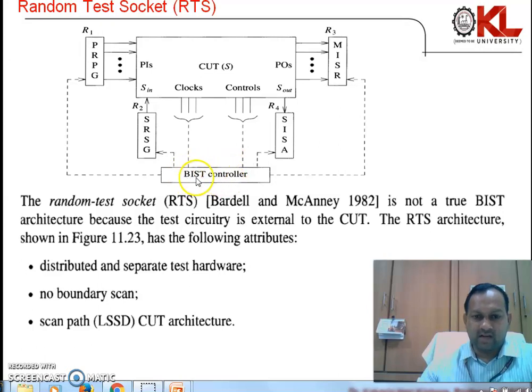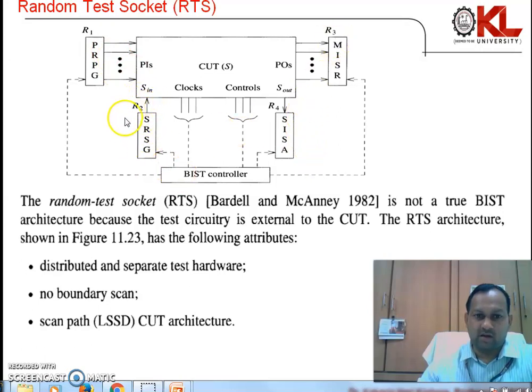This BIST controller can generate the operation. First, the BIST signal is BIST activation, meaning the BIST is activated, then it performs the operation of R1, R2, R3, R4. After completion of the R3 and R4 operation, the BIST controller pin generates BIST done, meaning the operation is completed. In this operation, the R2, R1, R4, R3 registers are scan registers.